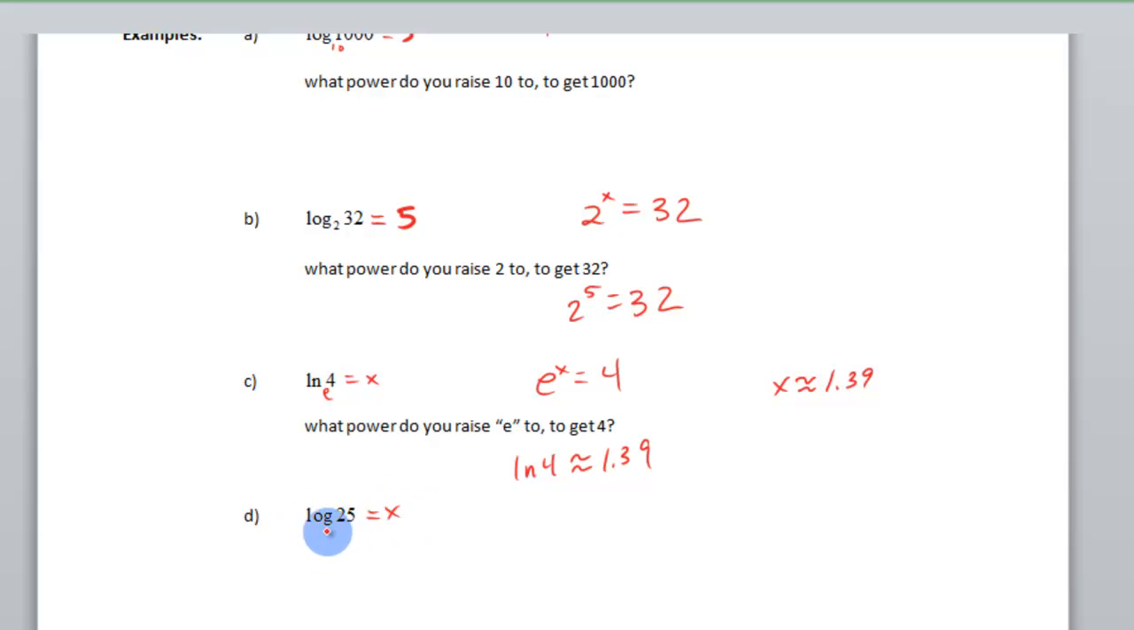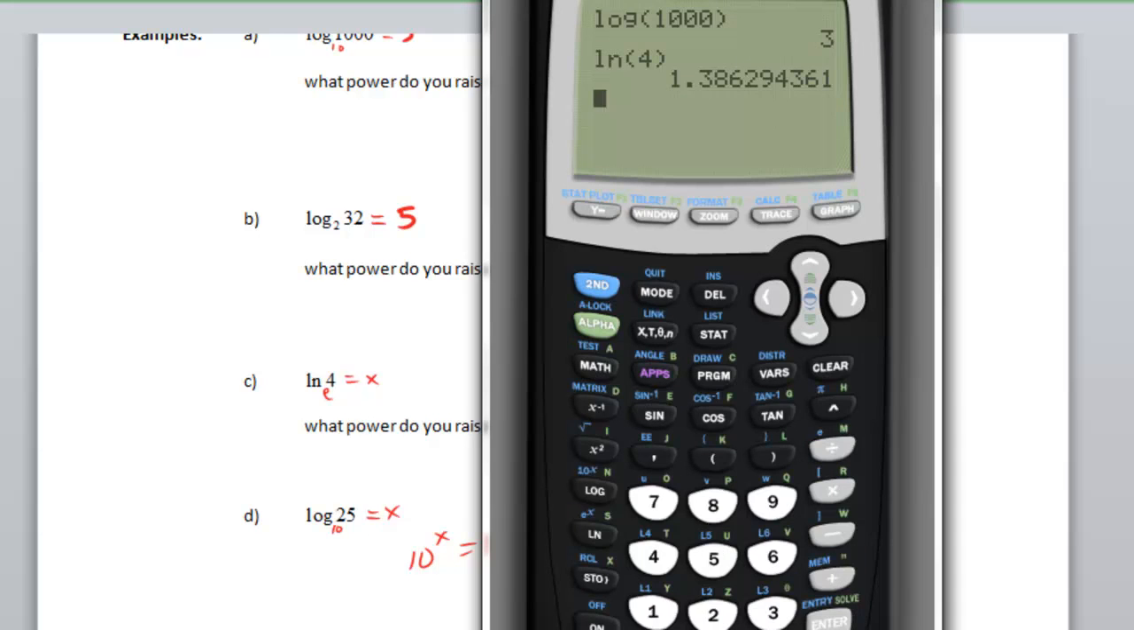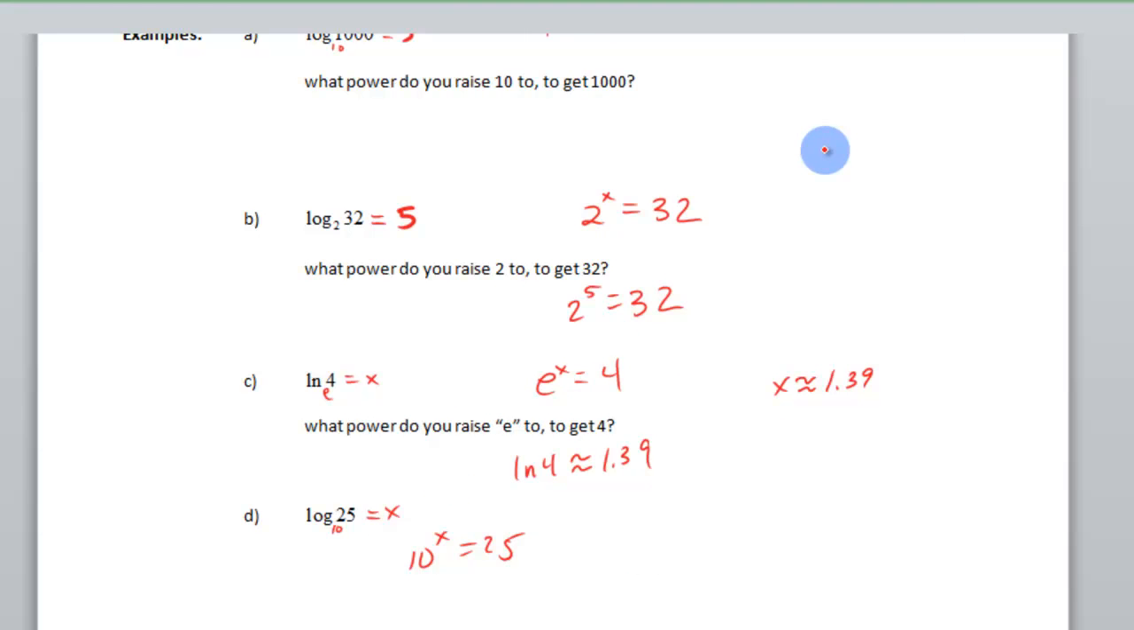All right, what about log of 25? Well, same kind of idea, right? There's a 10 there. 10 raised to the x is equal to 25. Well, 10 to the first is 10. 10 squared is 100, so it's really close to 1.2 or something. Again, take the calculator. Log 25. Oh, 1.4. So log base 10 of 25 is about 1.4. You better put squiggly lines because that means approximately equal to.